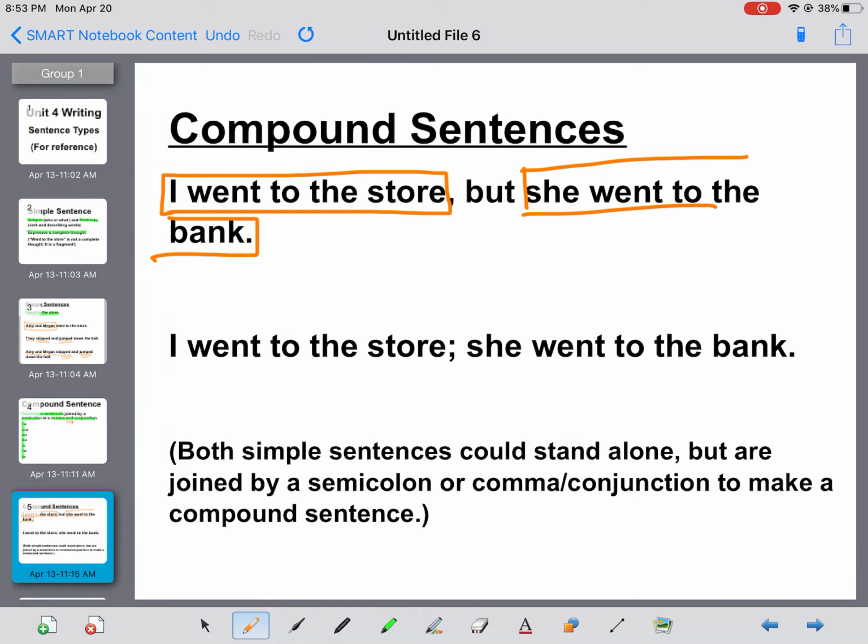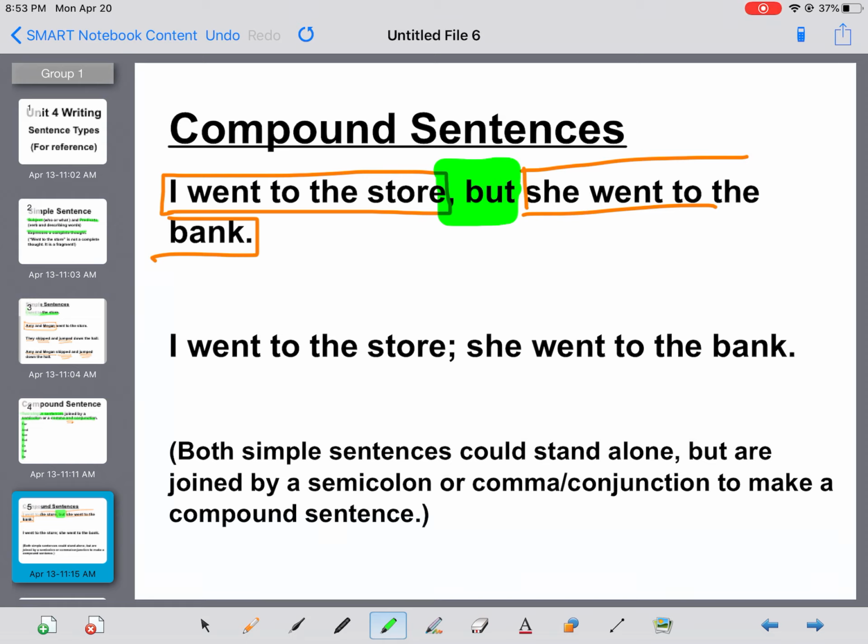There are no questions that arise. You're not wondering who went to the bank. You're not wondering what they did. We know she went to the bank. And you'll notice that it is joined, I kind of covered it up, but really, really important, joined by a comma and then one of those conjunctions. Okay, so we're combining those two simple sentences into one.